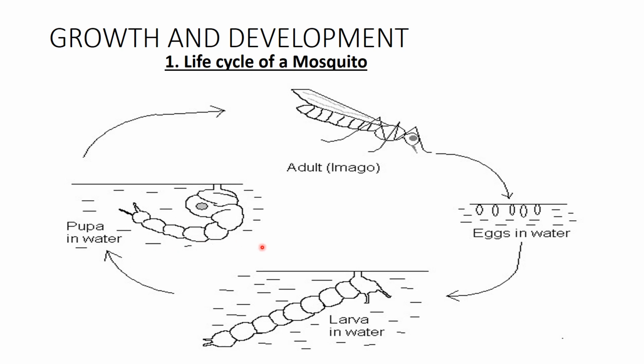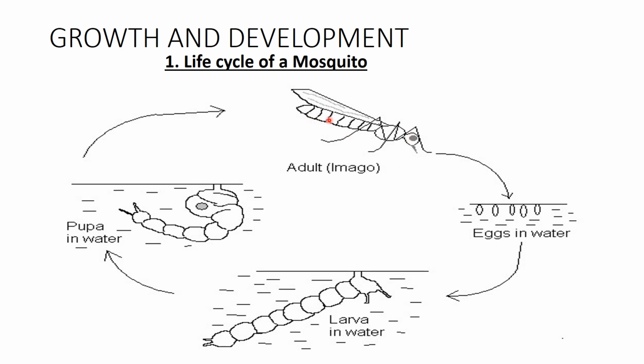So the differences between these three stages is: first, they look different from each other. Second, in the egg stage, they are not moving. The larva can move, and the pupa is not that active. During the pupa stage, the actual organism is covered in a casing called the puparium. Once it breaks from the puparium, it becomes an adult mosquito, which we are familiar with.